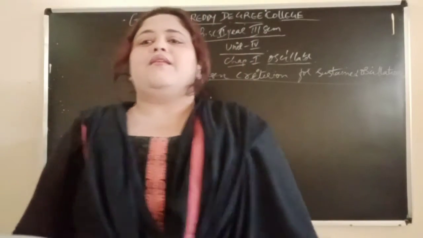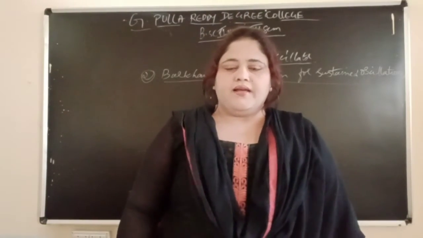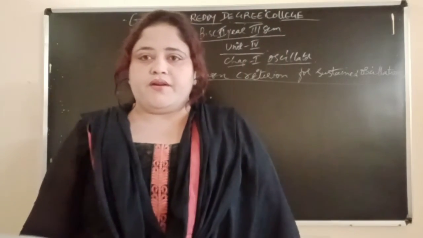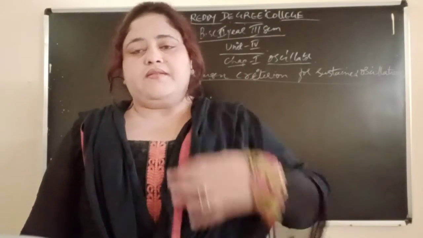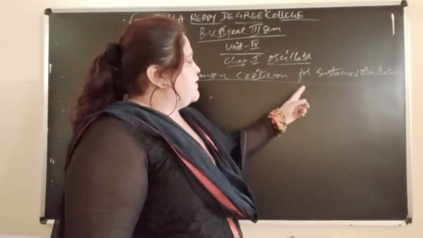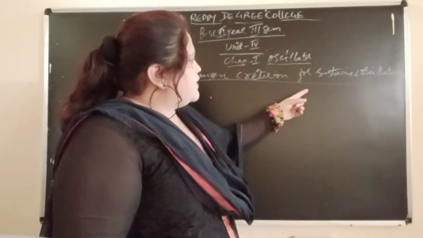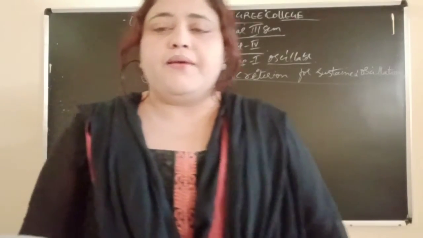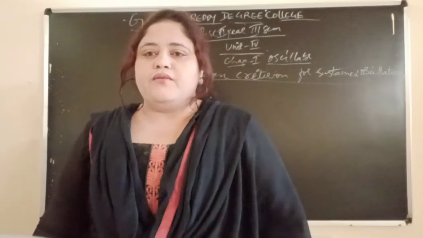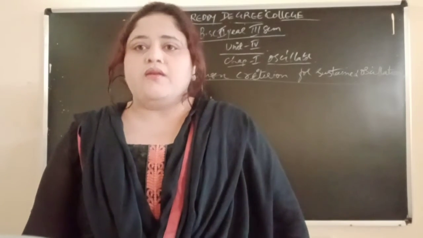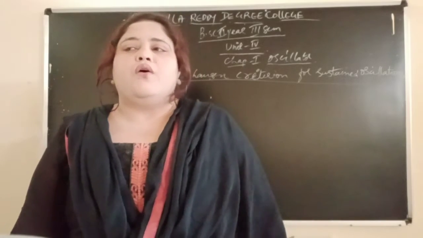Hello students, today we are going to start the next topic of your unit 4, first chapter, oscillator. The next topic is Barkhausen criteria for sustained oscillations. What does that mean? Till now we have studied in your unit 4 first chapter about oscillators.